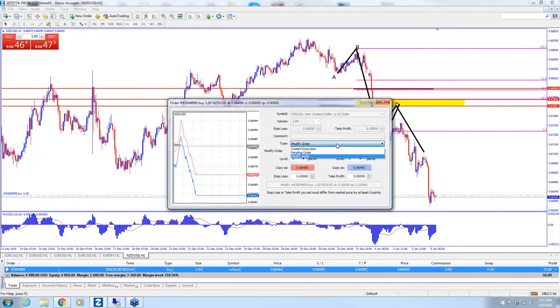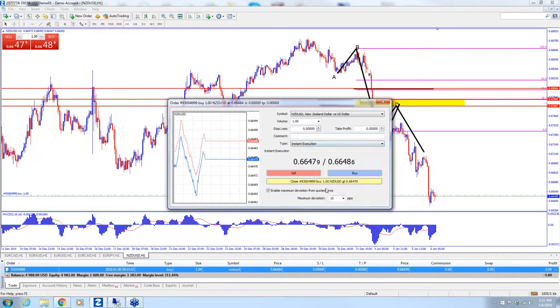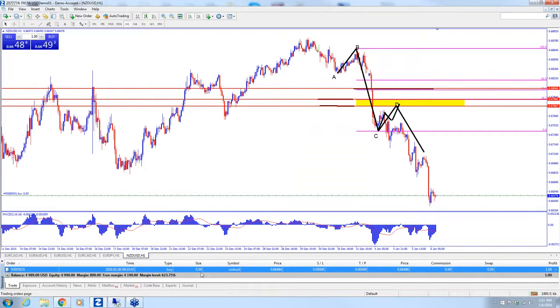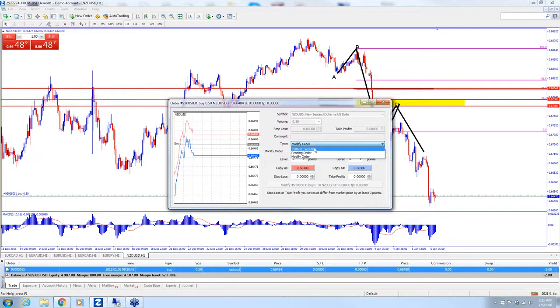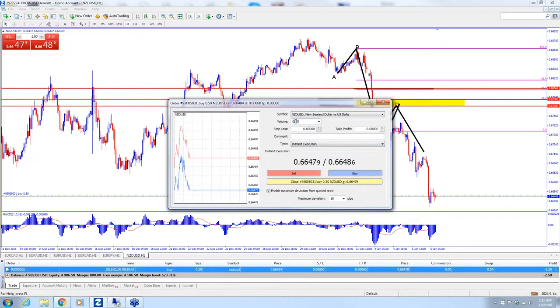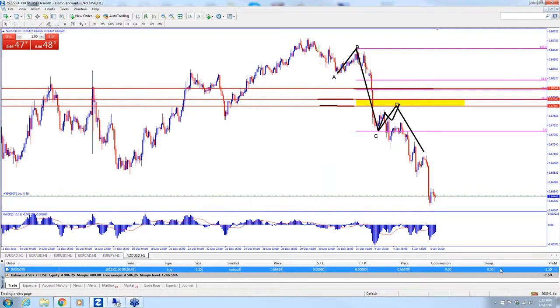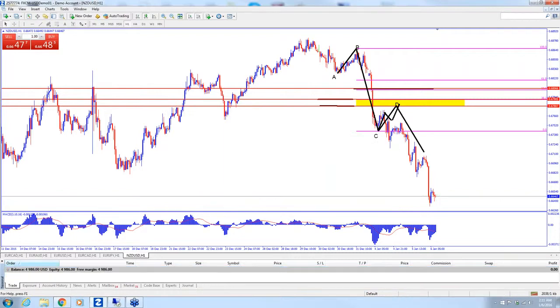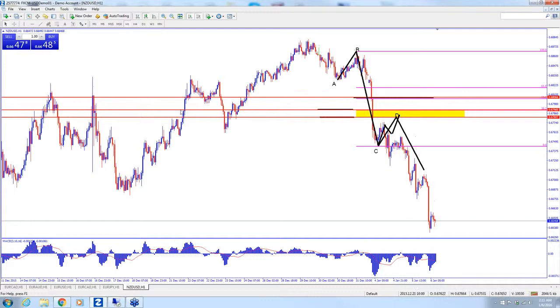Actually, hold on a second. Here we go. Pending instant execution. And let's just say you want to do half of it. Half of what you have, you're going to close it, and what it does, it brings you down to half. So one more time. Let's just say you bought. You right click, modify or delete, instant execution, and let's just say you want to get out of half. You see? Close. It brings you down to half. That's how you do that.